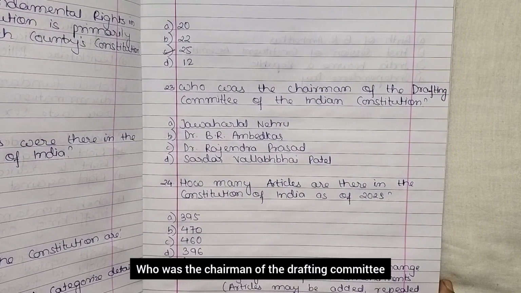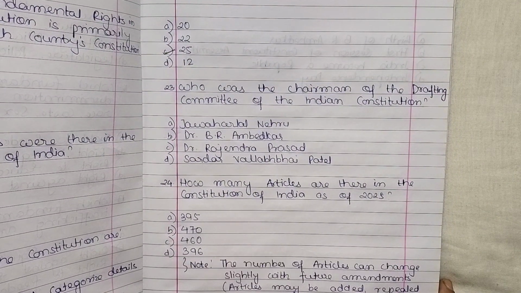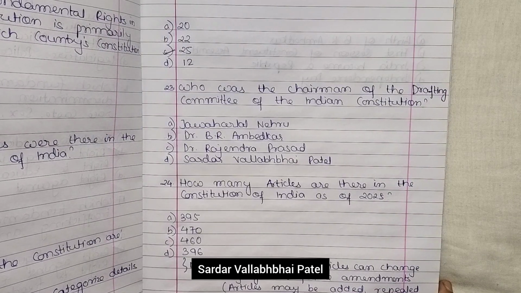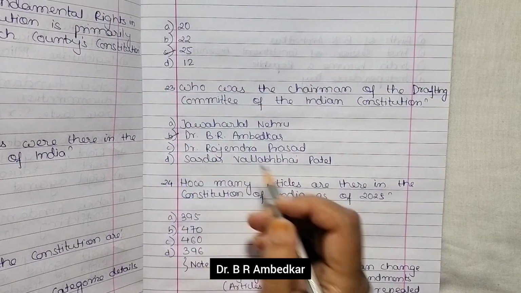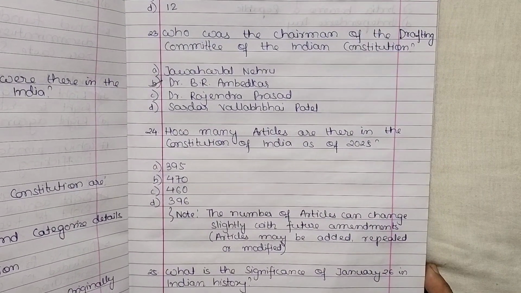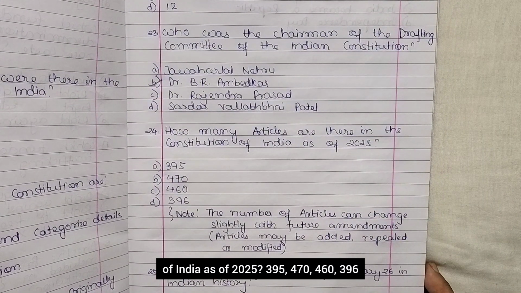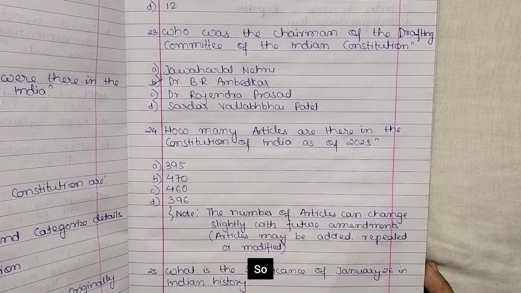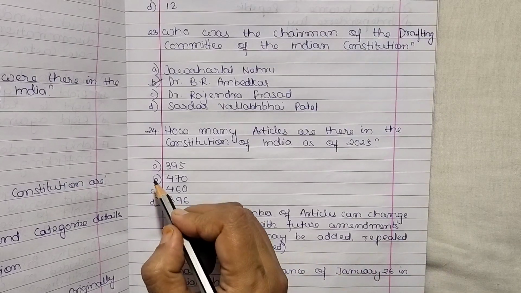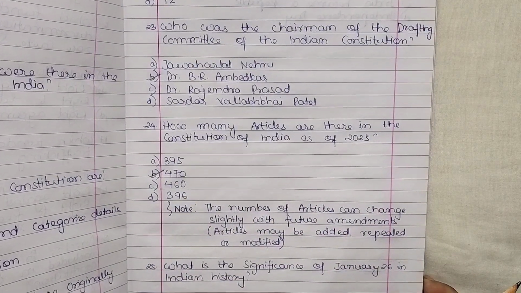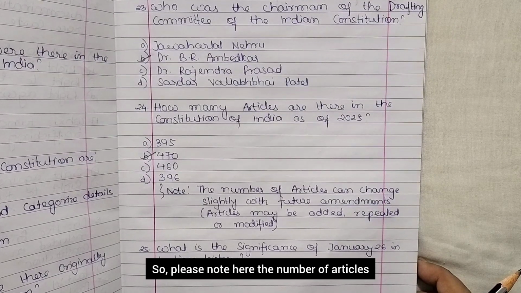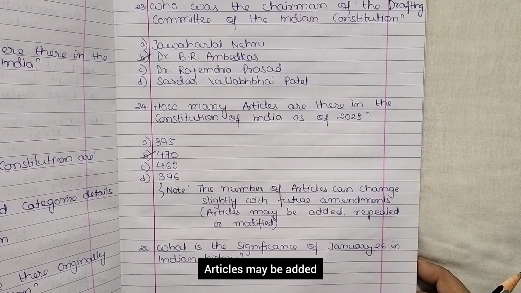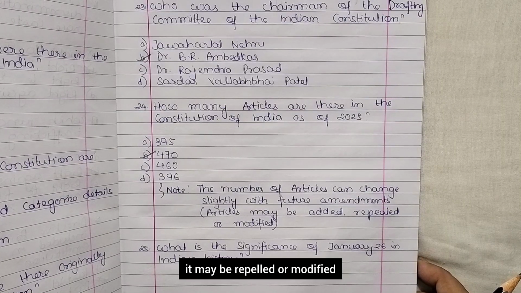Who was the chairman of the drafting committee of the Indian Constitution? Jawaharlal Nehru, Dr. B.R. Ambedkar, Dr. Rajendra Prasad, Sardar Vallabhbhai Patel. Dr. B.R. Ambedkar. How many articles are there in the Constitution of India as of 2025? 395, 470, 460, 396. So, as of now, it has 470 articles. Please note here the number of articles can change slightly with future amendments. Articles may be added, repealed or modified.